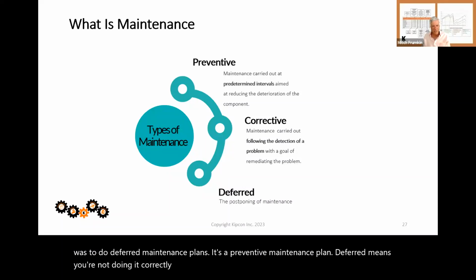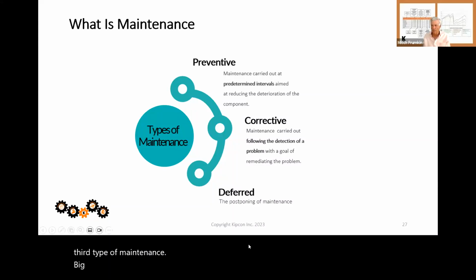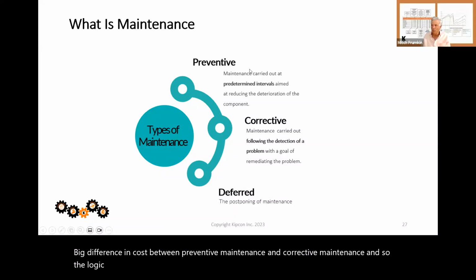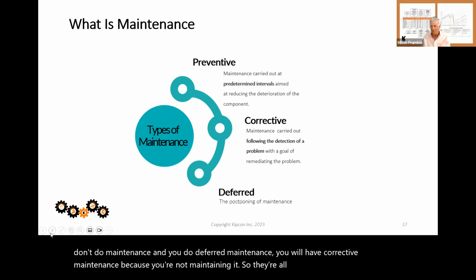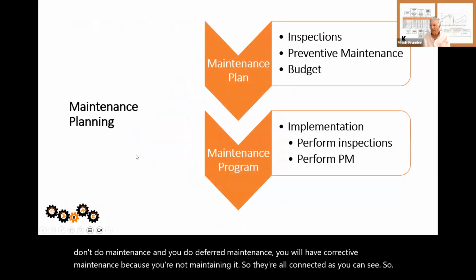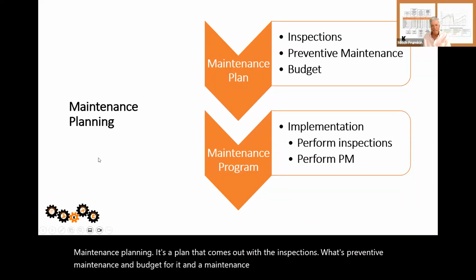Corrective maintenance means that if you don't do preventive maintenance and you have to fix something, that's called corrective maintenance. That's the third type of maintenance. Big difference in cost between preventive maintenance and corrective maintenance. So the logic is, if you do preventive maintenance, you won't have corrective maintenance. If you don't do maintenance and you do deferred maintenance, you will have corrective maintenance because you're not maintaining it. So they're all connected, as you can see. So maintenance planning is a plan that comes out of the inspections, what's preventive maintenance and budgeting for it, and a maintenance program is the actual implementation of doing this.